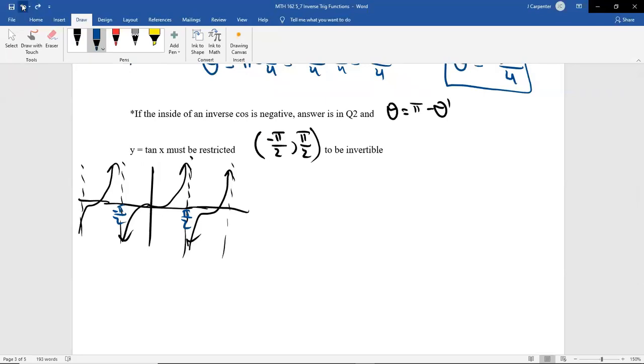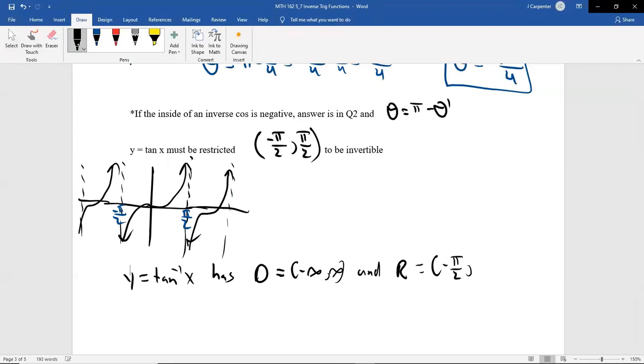All right, so with that in mind, I'll write it out. y equals inverse tangent of x has a domain of negative infinity to infinity and a range equal to negative pi over 2 to pi over 2.